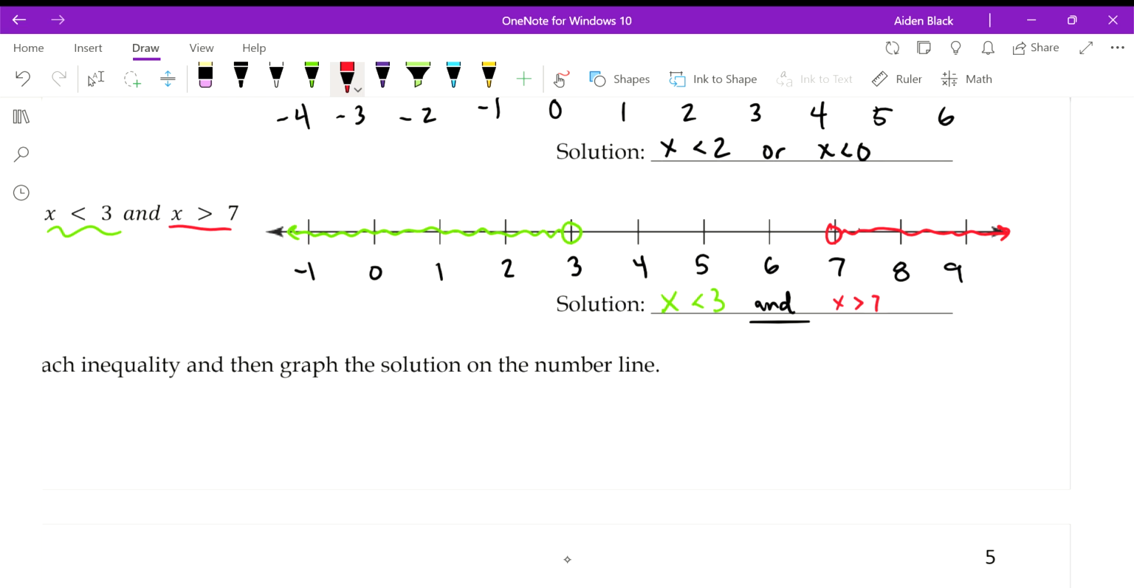Is there another way we can write this? Yeah, there's another way you can write this. We can say x is greater than 7 and x is less than 3. Just like that. The other way around would be weird, so we'll just leave it like that. You can write it like that as well.